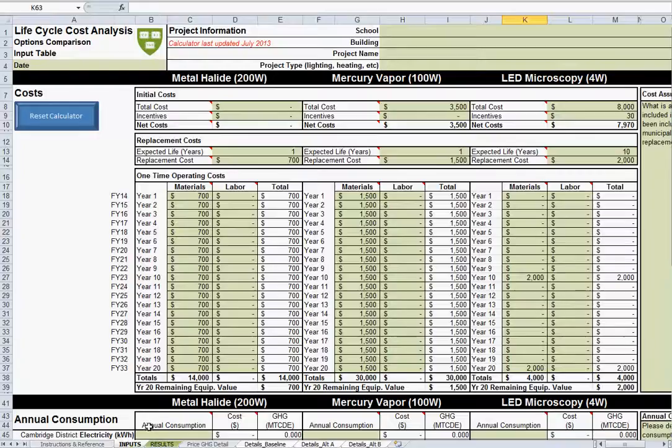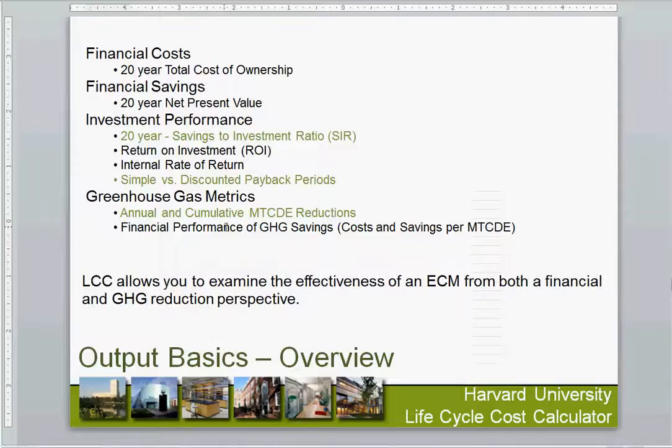Okay, so moving back to our presentation. Our output basics: we basically set this up so you have information on your costs. What is your total cost of ownership? That is provided for both your baseline and each of your measures independently, so just a total sum of everything. How much is this going to cost me to own for 20 years? And then we look at net present value, which is the savings. That's looking at my alternate: how much is my LED saving me relative to my baseline?